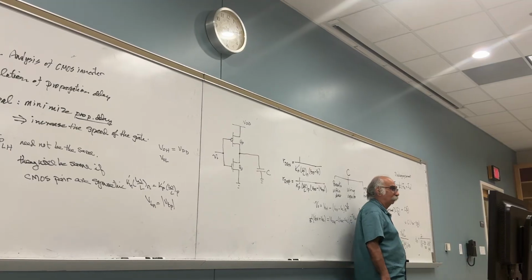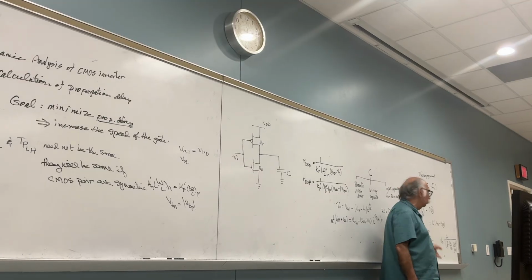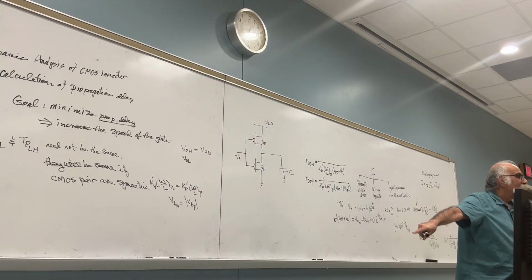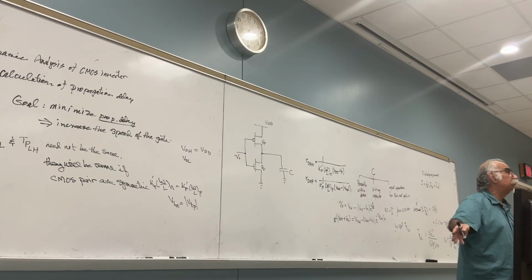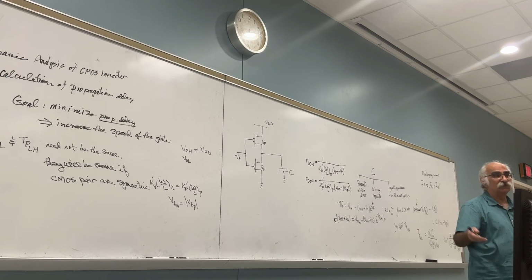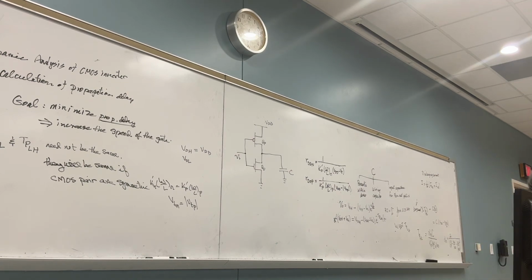Going from high to low. Clear? What is the current? The discharging current is the average of 2 currents. Why is it the average of 2 currents? Because when you go from B to C, it is the saturation current, and from C to D, it is the triode current. Which one is higher? Of course, the saturation current is higher. So we calculated each one of them, then I add them and divide by 2. I plug it here.